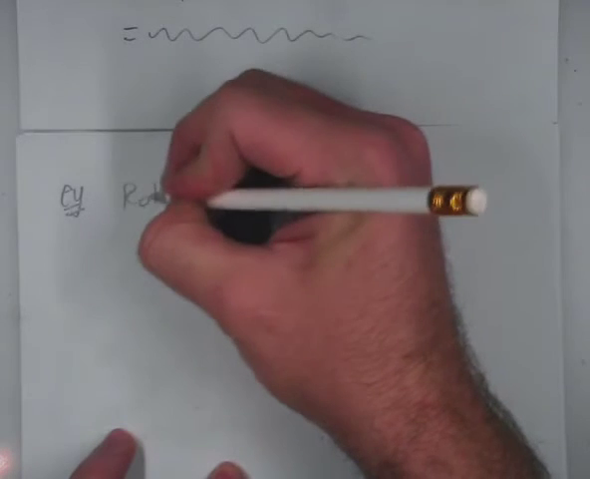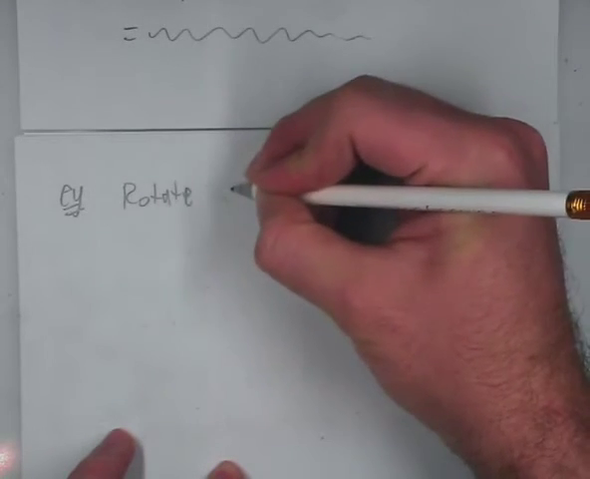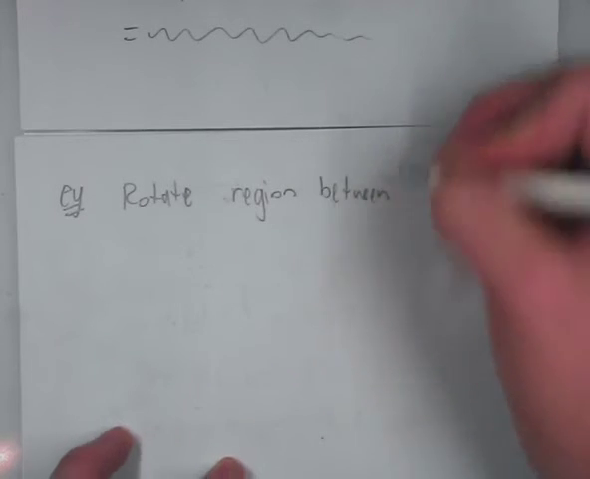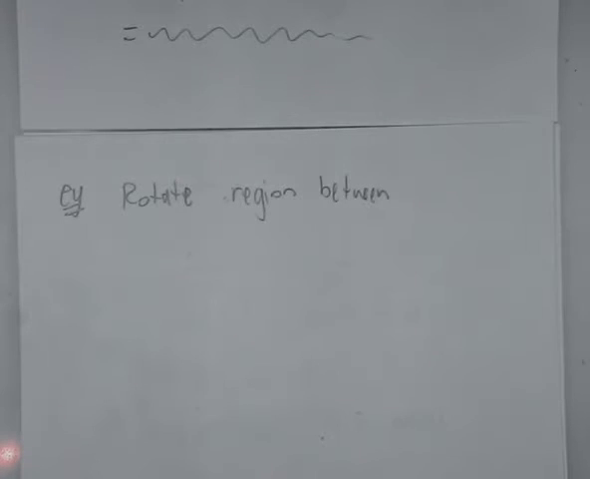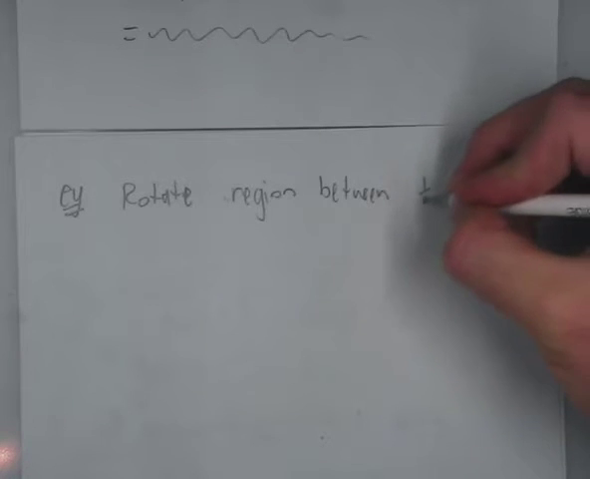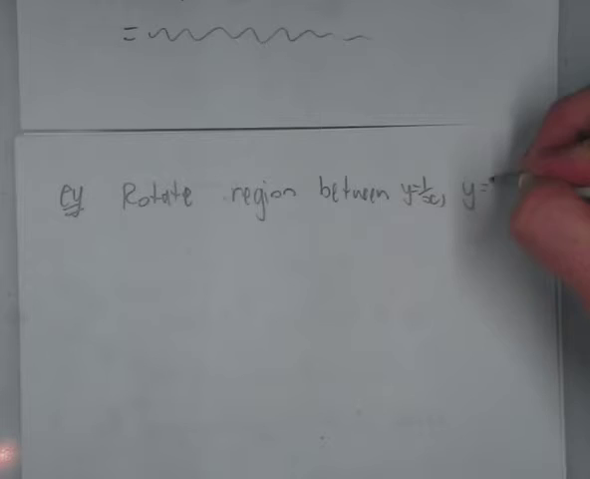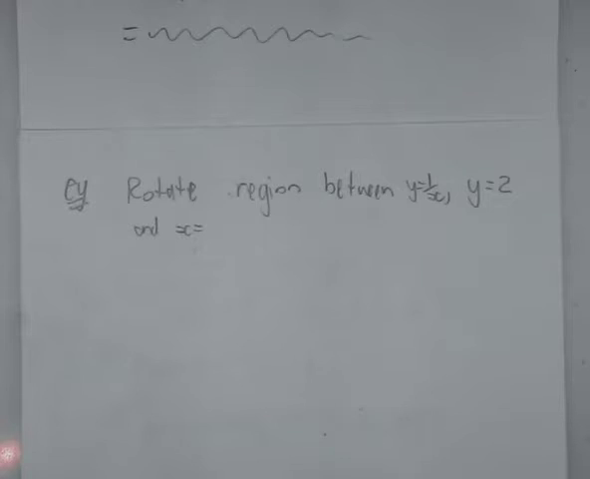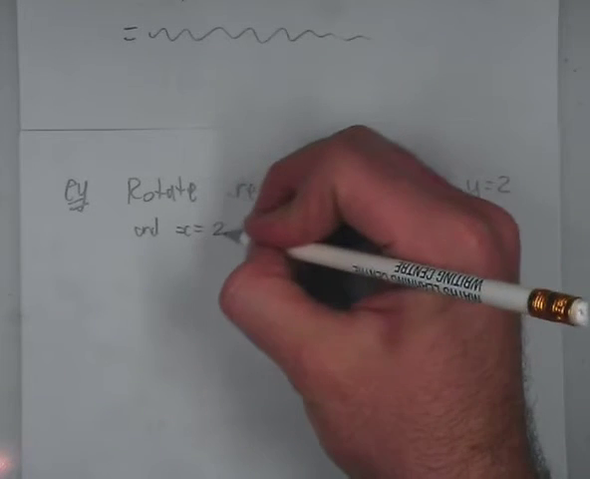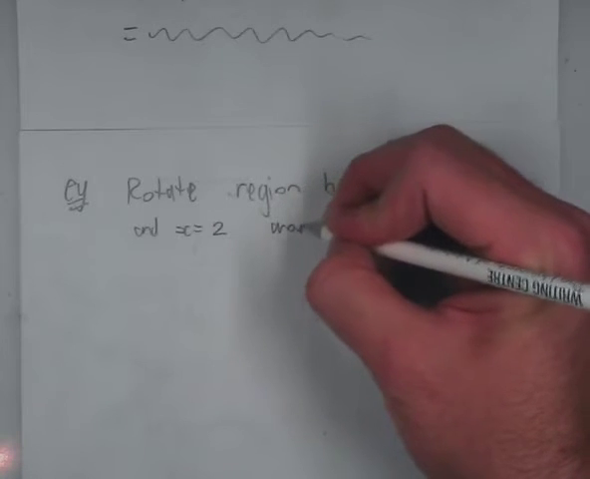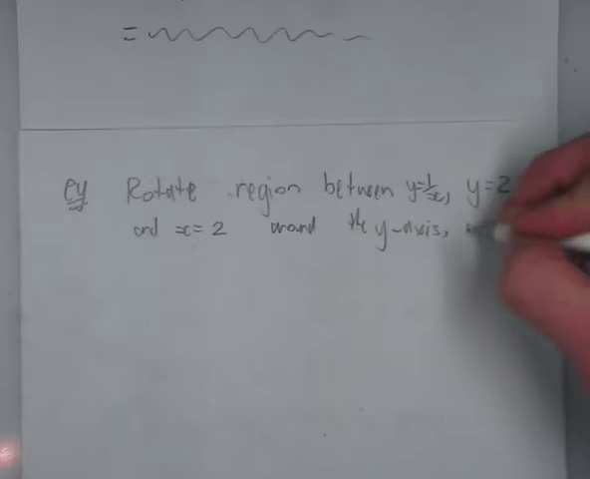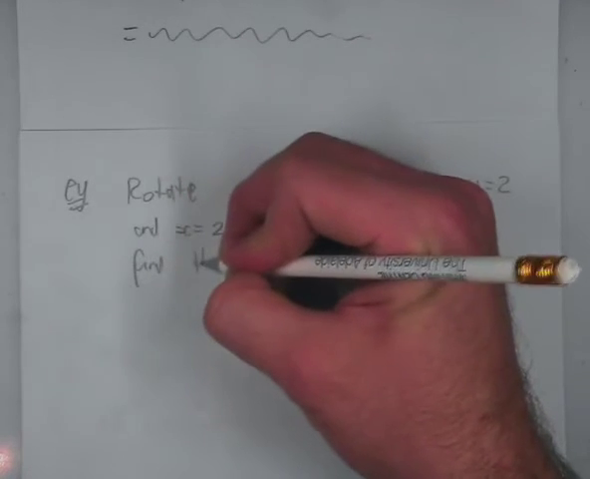What if we're going to rotate between, I don't know, let's see if I've got one that actually makes the slightest bit of sense. 1 over x, y equals 2, and x equals 2 around the y-axis. Okay, and find the volume produced.